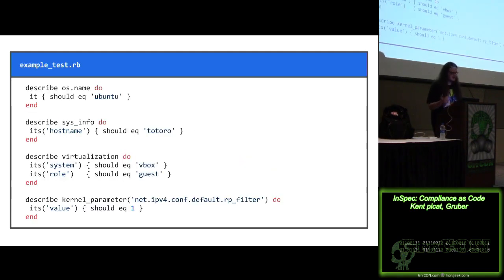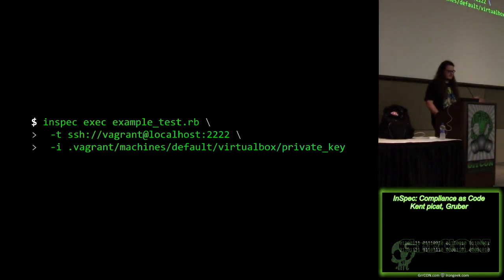I'll describe the OS host name should be Ubuntu, and that should fail. It should be Totoro, right? I changed it, sorry. Anyway, describe sysinfo, host name should be Totoro, OS name should be Ubuntu. I didn't read ahead. And then describe the virtualization system should be VirtualBox, and role should be guest, whatever. All the random configuration that I just set up for this example, I can describe basically how that should be set up in this InSpec test. I run the test. Now, there's some extra stuff where I'm SSHing the Vagrant and then providing the private key, but you have those command line flags.